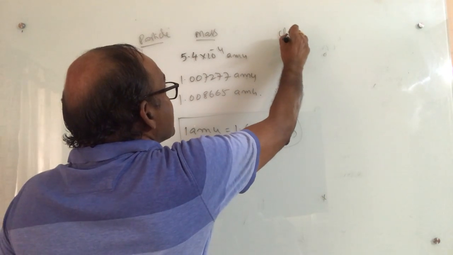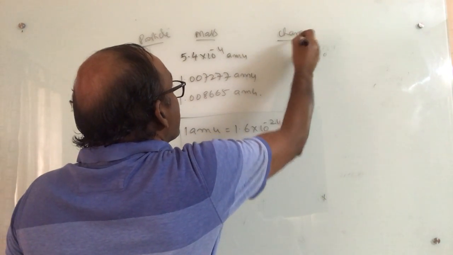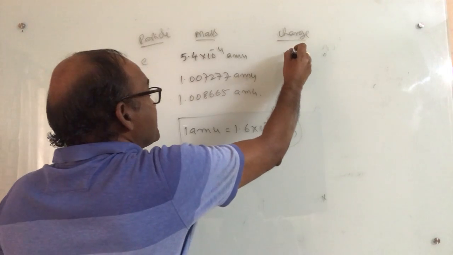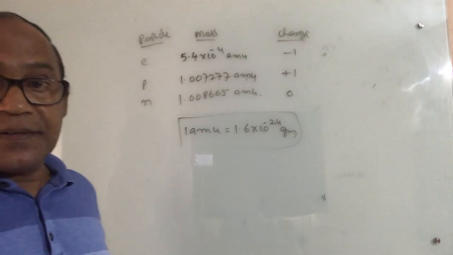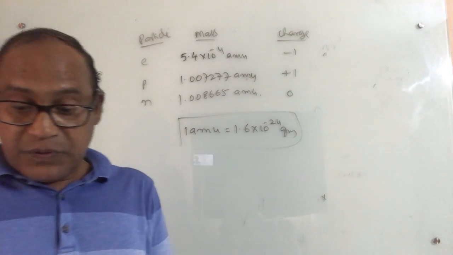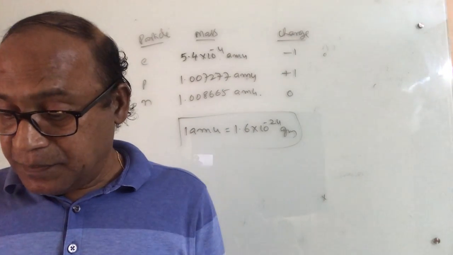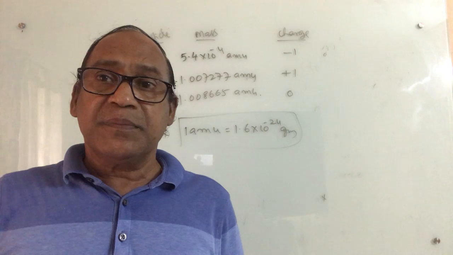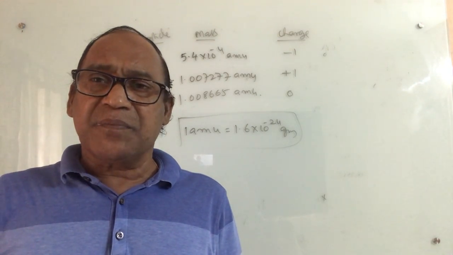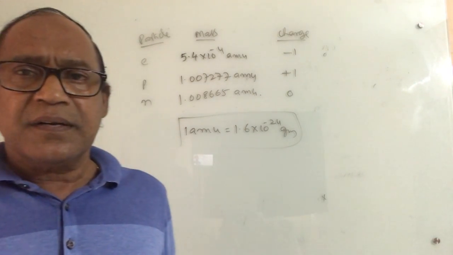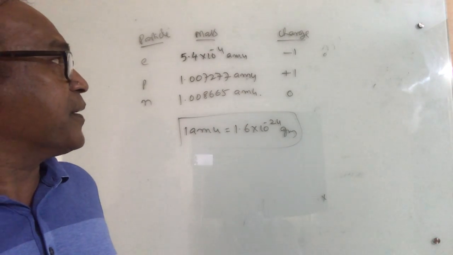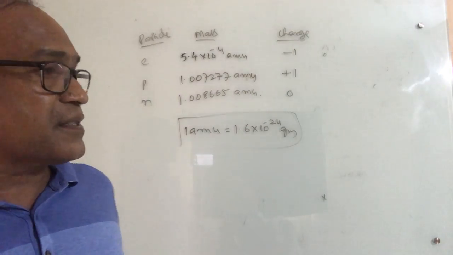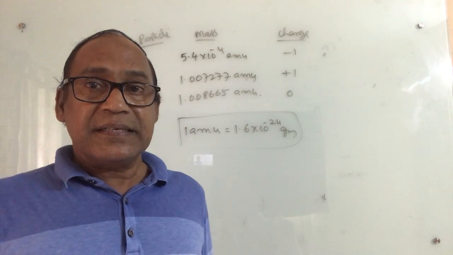Here the charges are: one unit negative charge, one unit positive charge, and neutral in nature. There are some other particles, such as mesons, neutrino, and positron, about 30-odd particles discovered so far, but all cannot be considered fundamental particles. Only these three particles are considered fundamental particles.